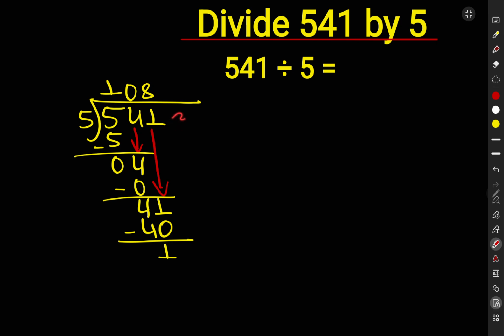So now we have no other number to put down. So we take a decimal here so that we can put 0. So it is 10 and 5 times 2 is 10. On subtracting we get 0. So 541 divided by 5 is 108.2.